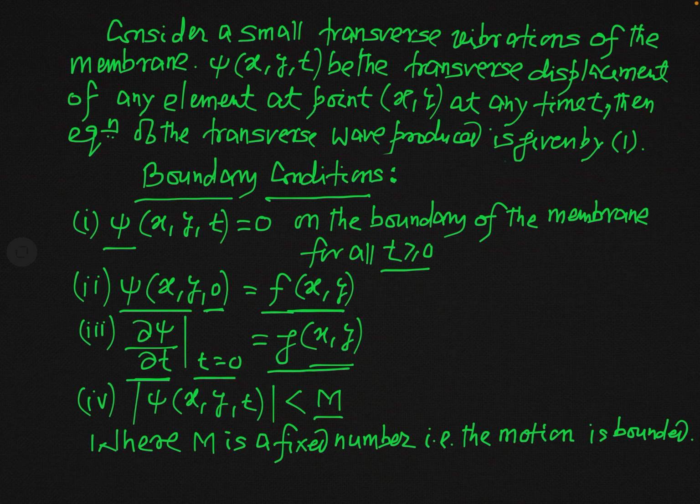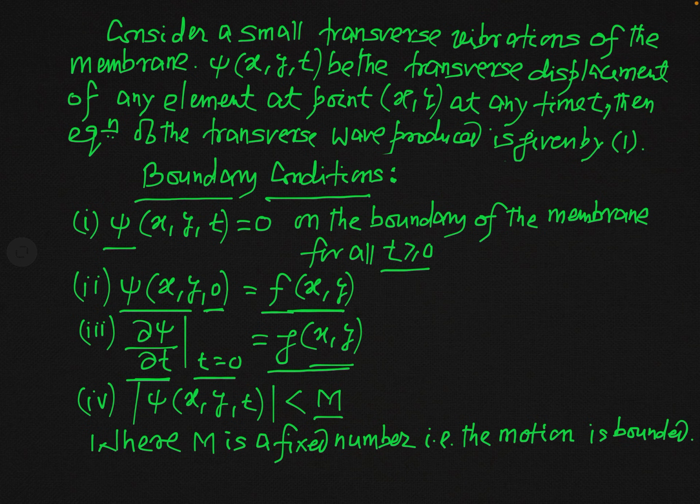And what is this m? Actually m is a fixed number, and this condition represents that the motion is bounded. It means any segment or any element of this membrane will suffer a very small displacement which will have a finite value. It is never infinity. So this is the fourth boundary condition.